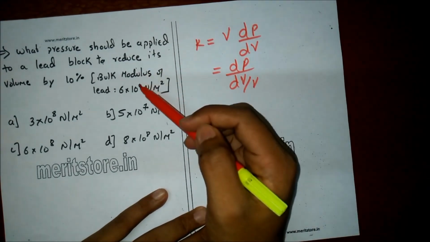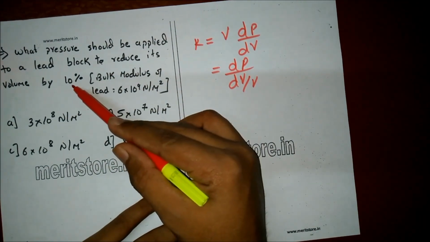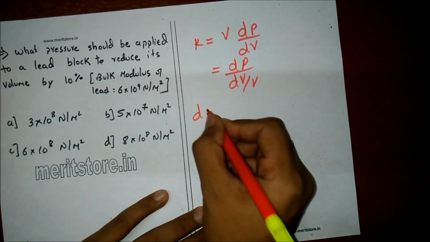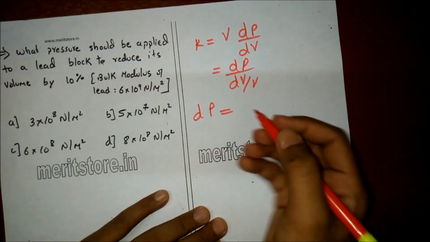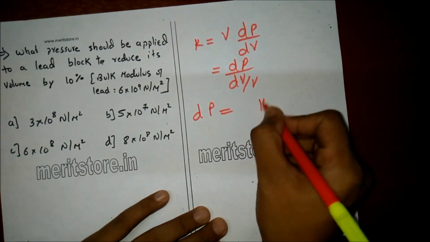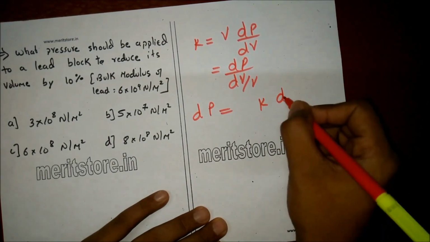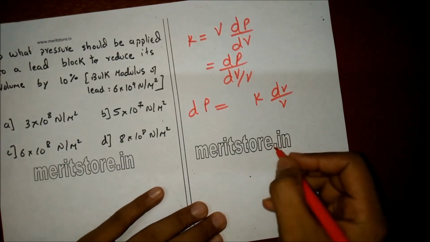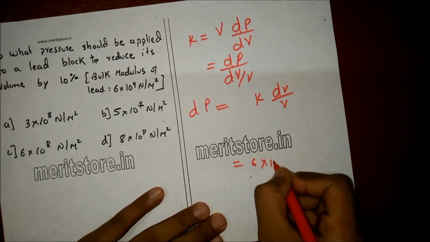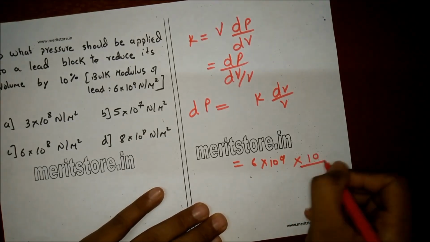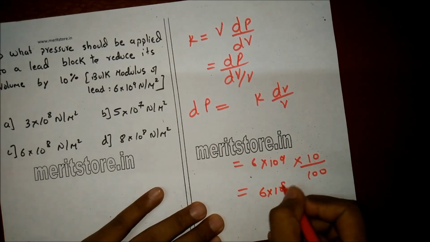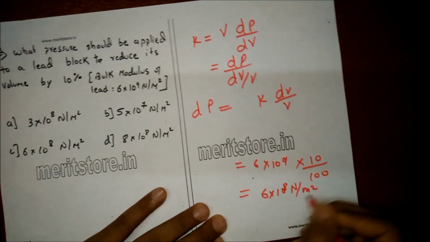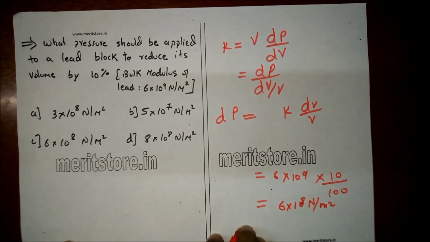Now we know the bulk modulus, we also know the decrease in the volume. Therefore, to find out the change in pressure, we get dP is equal to K into dV upon V, which is equal to 6 × 10 raised to 9 into 10 upon 100, which is equal to 6 × 10 raised to 8 Newton per meter square. Therefore, the correct answer is option C.